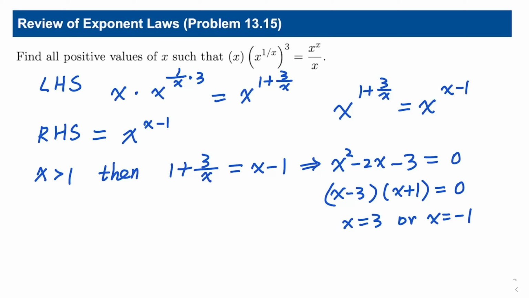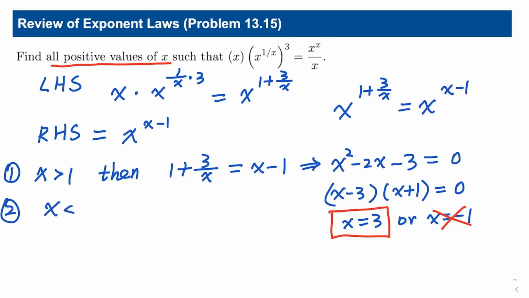We want positive values of x, so x equals negative 1 does not work. We have one solution, x equals 3. This is the situation when x is bigger than 1. Now, if x is less than 1 and bigger than 0, we'll have the same equation, 1 plus 3 over x equals x minus 1, and there is no solution in this interval.